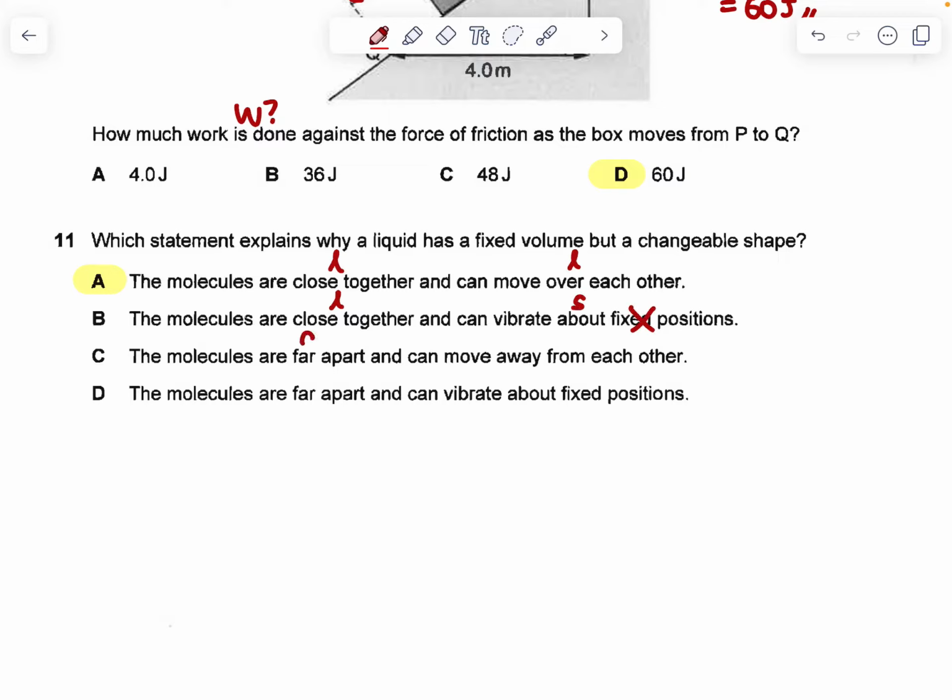Molecules are far apart, gas, can move away from each other. It's both liquid and gas. Vibrate about fixed position, also wrong. That's for solids.